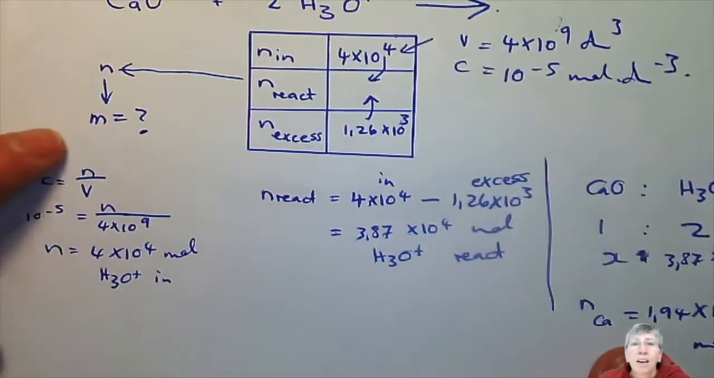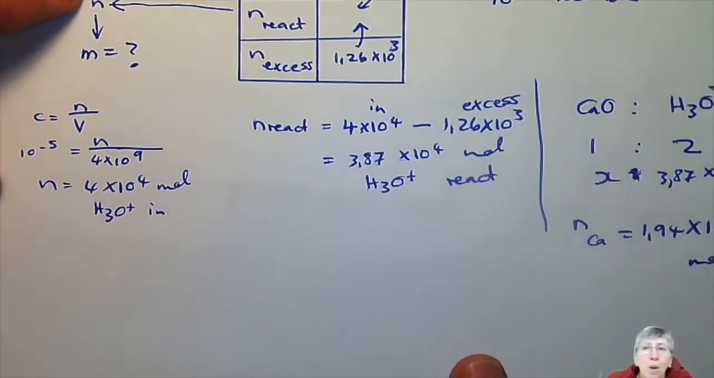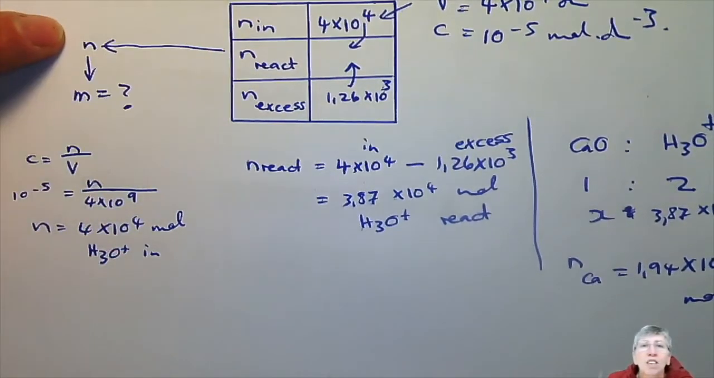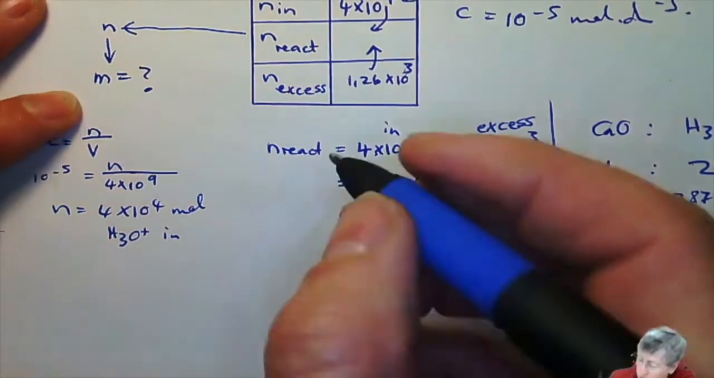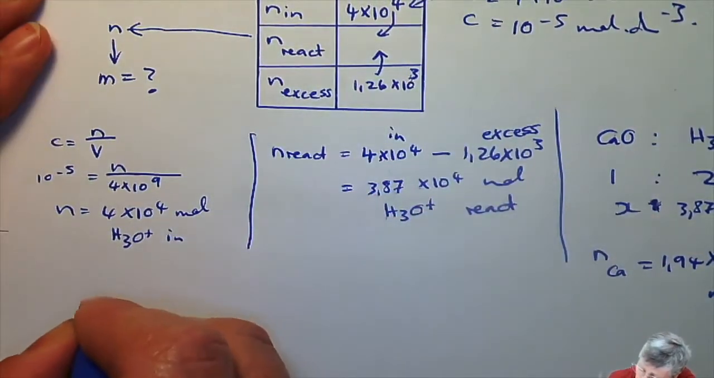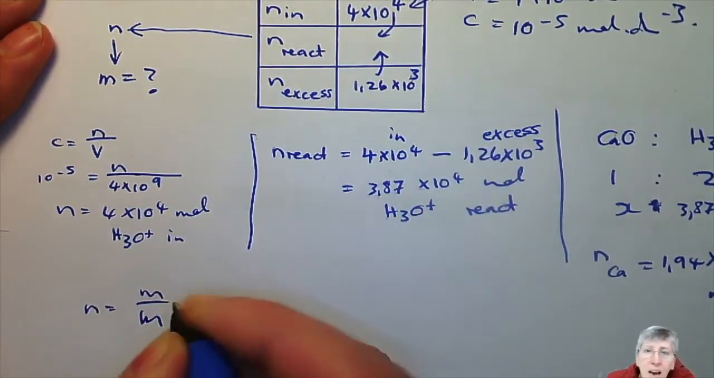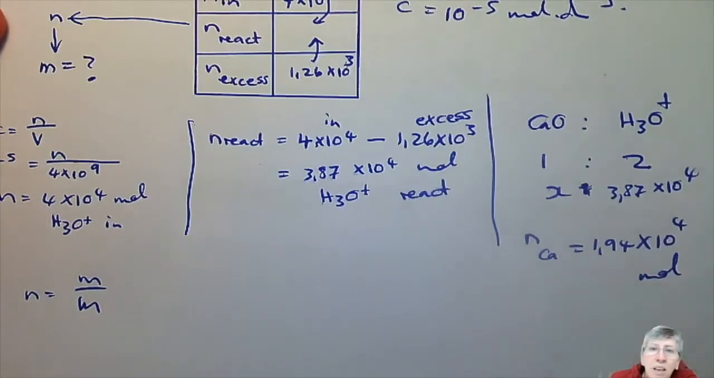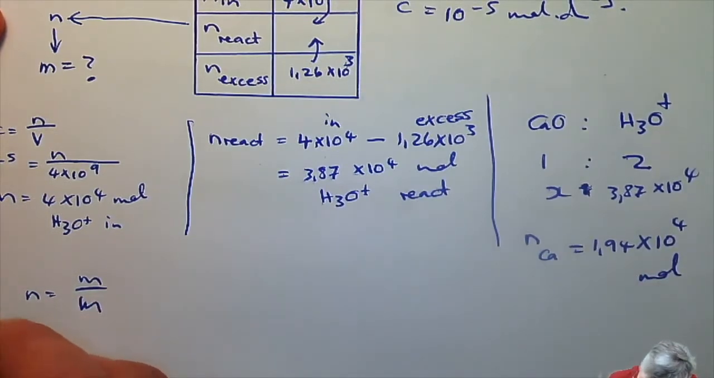Right. Okay, so now we've worked out the mole. The only thing left is to convert mole to mass. All right. So we're doing n equals m over M. I know the moles, 1,94 times 10 to the 4th.